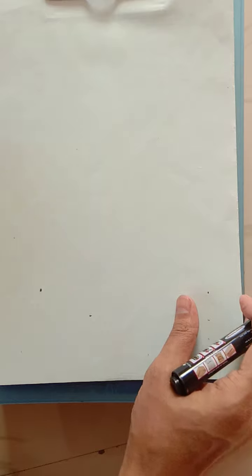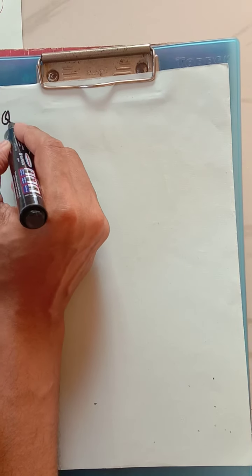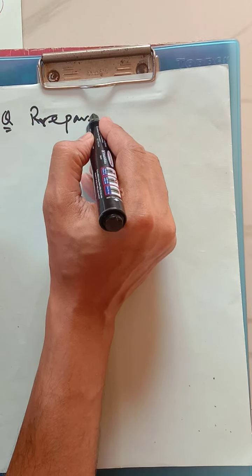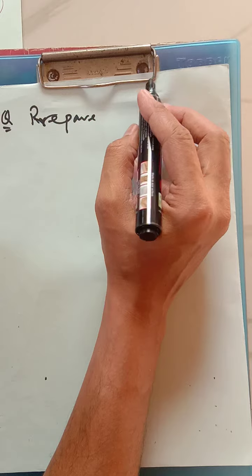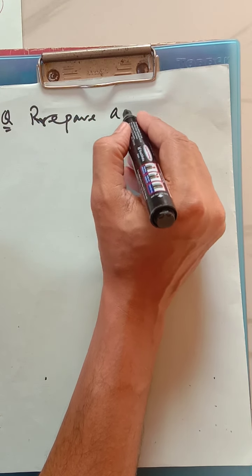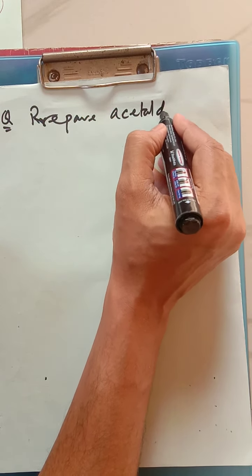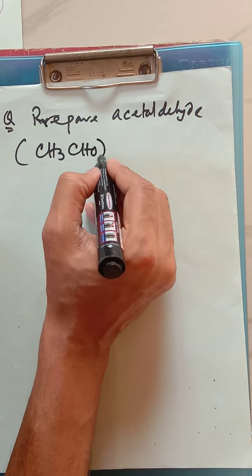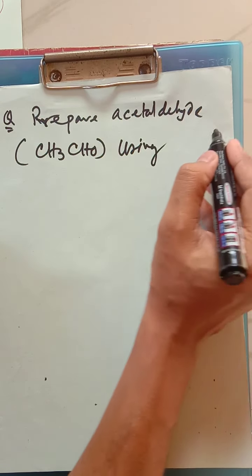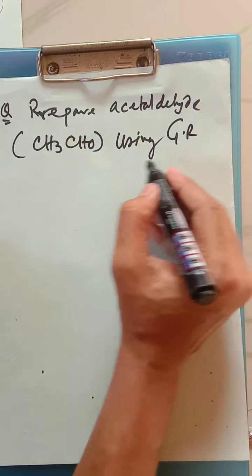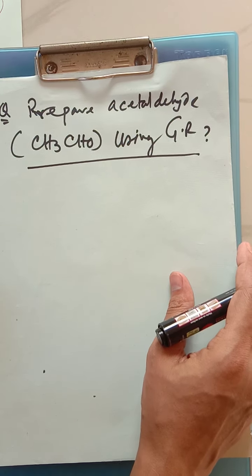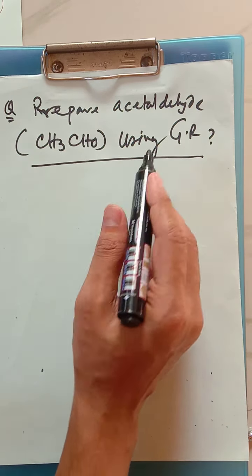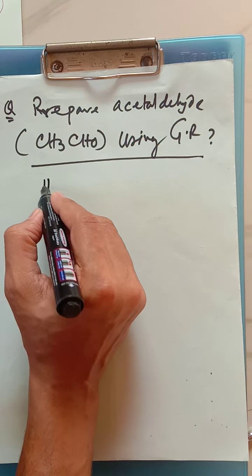One example I am going over here. If this question is asked, prepare acetaldehyde, that means CH3CHO, using Grignard reagent. So if the question is given like this, what will be the answer? How can we find out the answer? Very simple way, two different methods. I am showing it one by one.